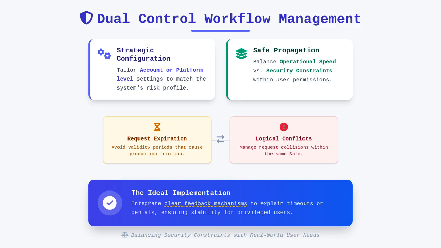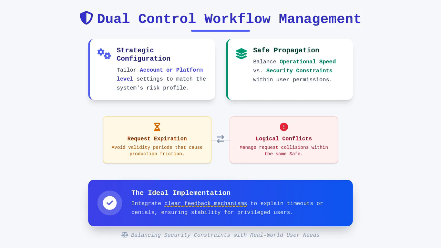Managing these workflows requires a precise configuration of account-level or platform-level dual control settings, which can be tailored to suit the risk profile of the target system. When you define a safe, you must decide how these rules propagate and interact with the existing user permissions to ensure that operational speed does not completely supersede security constraints.